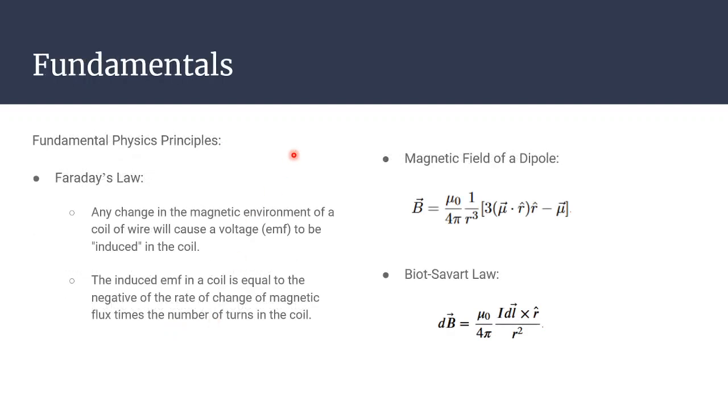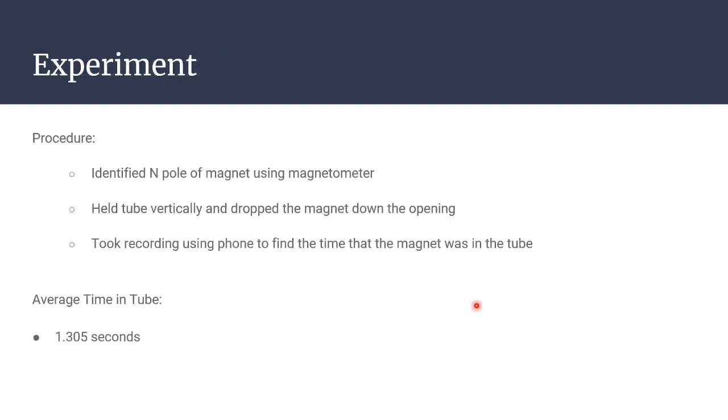Some of the fundamental physics principles I used in this lab were Faraday's law, which says any change in the magnetic environment of a coil of wire will cause a voltage to be induced in the coil, and that the induced EMF in a coil is equal to the negative rate of change of magnetic flux times the number of turns in the coil. I also used the magnetic field of a dipole formula, which is this here, and the Biot-Savart law, which is this here.